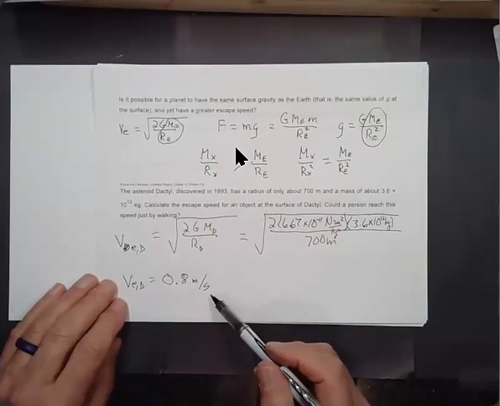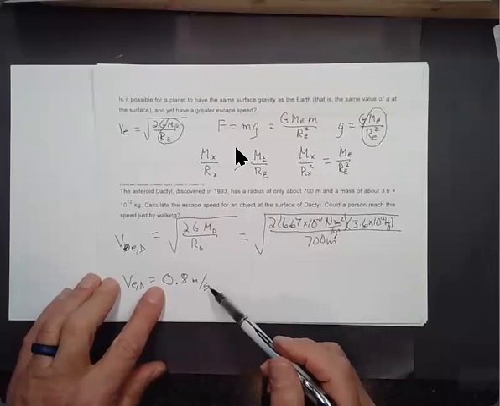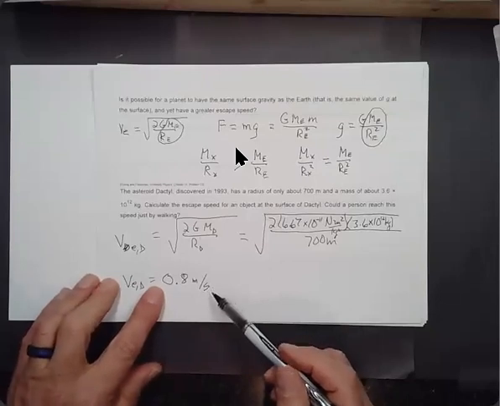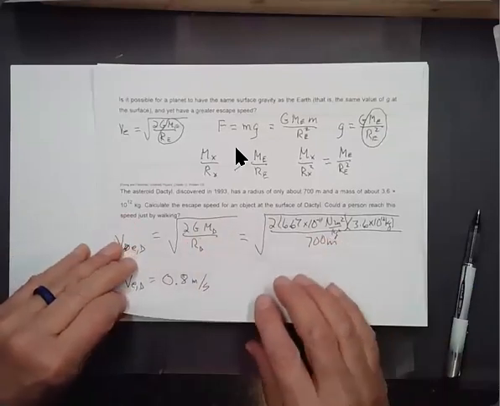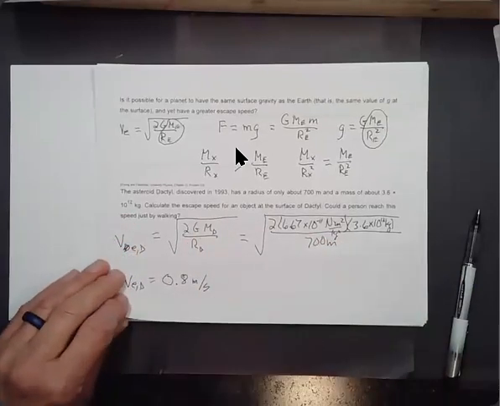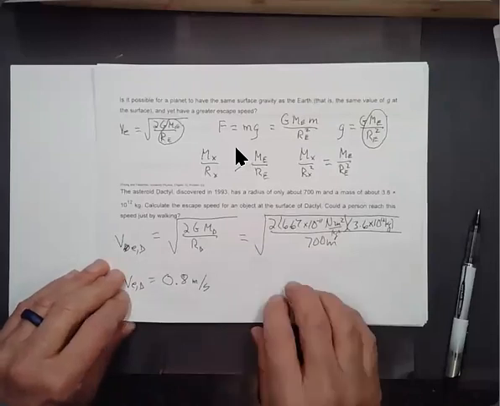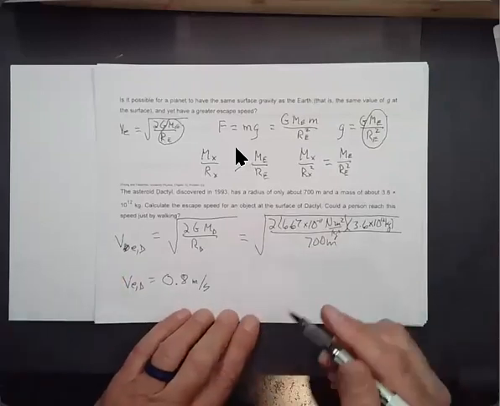And if you can jump with an upward speed of greater than that, you will leave that asteroid and not come back. So you'd have to be careful walking around on Dactyl, possibly. Actually, we can do that calculation real quick.